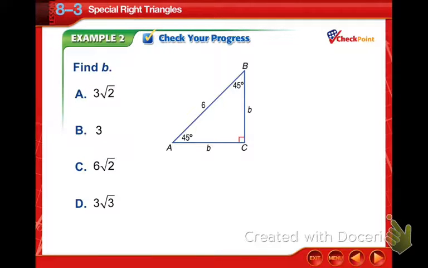Same process. So we know that H is 6, we know that L is B, and we know that L is equal to H over square root 2. Now, these formulas only work for these specific types of triangle. Can't use these for any old right triangle. And we do have one more special right triangle we're going to talk about that you can't use these on either. So they'll have their own set of formulas.